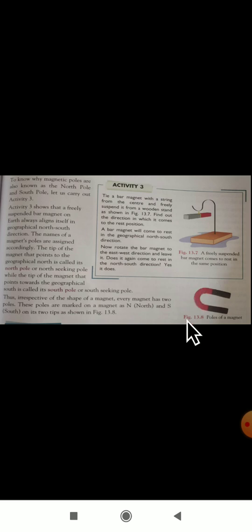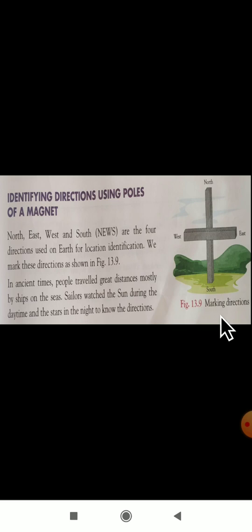You can observe here the poles of a magnet. This is the S they have mentioned here. This is a south pole, and here they have mentioned capital letter N, that is the north pole. Okay, I think you have understood the north pole and south pole of a magnet.